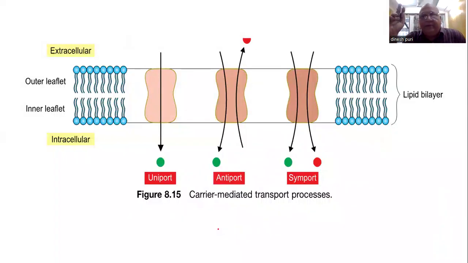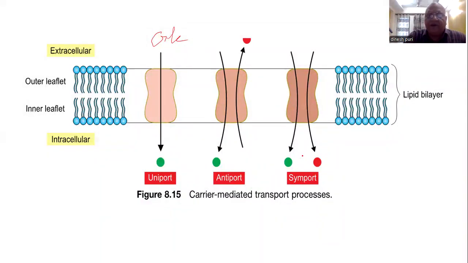Now having completed both these lectures, passive and active, we have come across various examples. Many times, for example GLUT, glucose was transported alone. This is called uniport. Antiport: sodium potassium ATPase is antiport, because sodium moves in one direction, potassium in the opposite direction. And what example of symport did we see? This one, SGLT, glucose and sodium moving together.